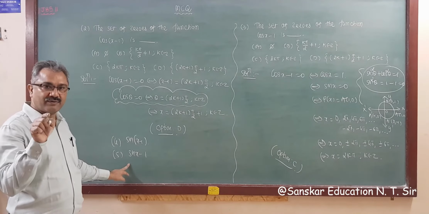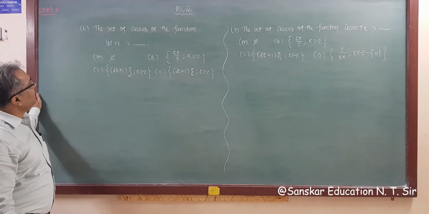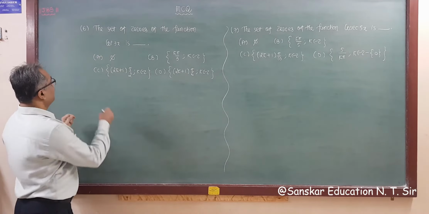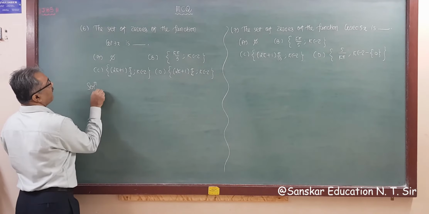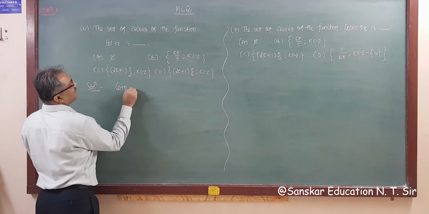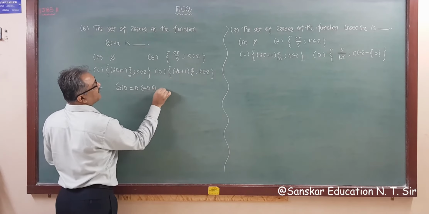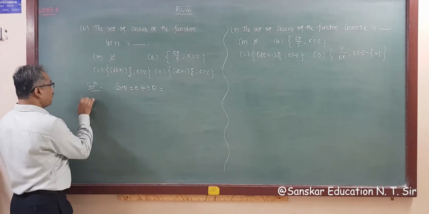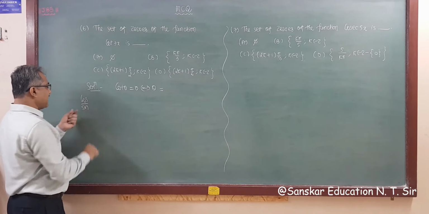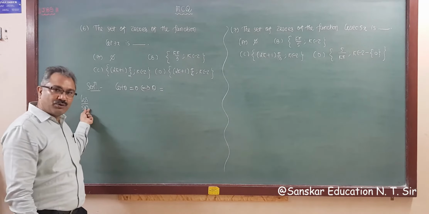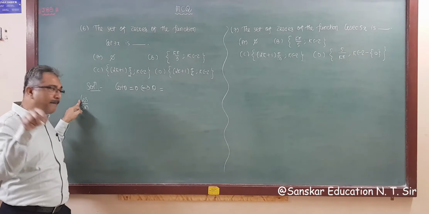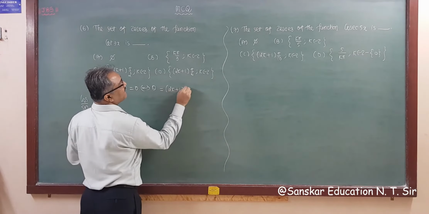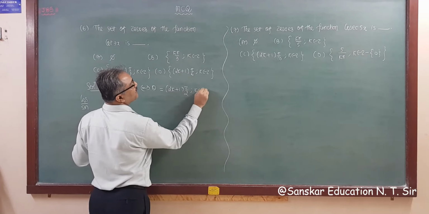Do it yourself, okay? So the sixth question is the set of zeros of the function cot 3x. Now you know the set of zeros for cot, right? So solution: cot theta is equal to 0 implies theta is equal to... Now cot is cos upon sine. If sine is 0, then this function is not defined, that you know. So if cos is 0, then cot is 0. Same as the cos function. So the answer will be theta is equal to (2k plus 1) pi by 2, k belongs to Z.